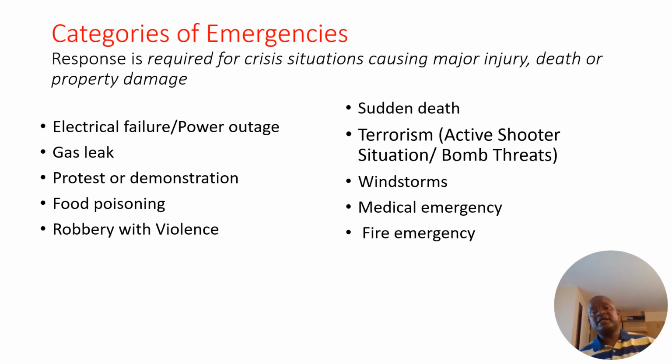And then we also look at categories of emergencies. This is what we are going to look at: categories of emergencies. We are going to say electrical failure. We are going to say gas leak. We are going to look at protests or demonstrations. Food poisoning is also a category. And then we also look at robbery with violence, sudden death. We are going to look at terrorism, active shooter situations. We are going to look at windstorms, a medical emergency, and also fire emergencies. Those are some of the categories.